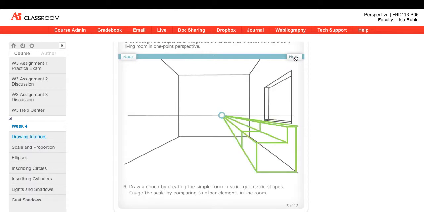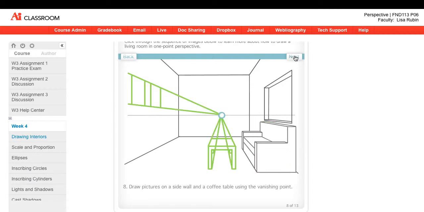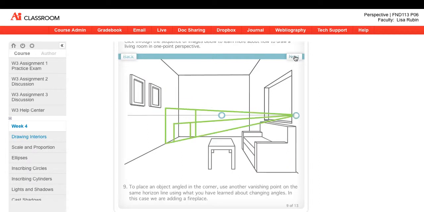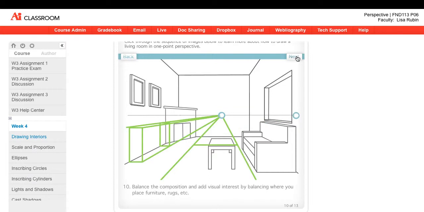There is a couch, a very simple couch. There are some arms on the couch. There is a table. There are some pictures on the wall. Here's an object at an angle, so that might get confusing. Notice that that object actually has its own vanishing point, okay? So that's where you'll apply what we talked about last week about changing angles. The vanishing point is on the same horizon line, okay? That's important. And here we add another object, okay?